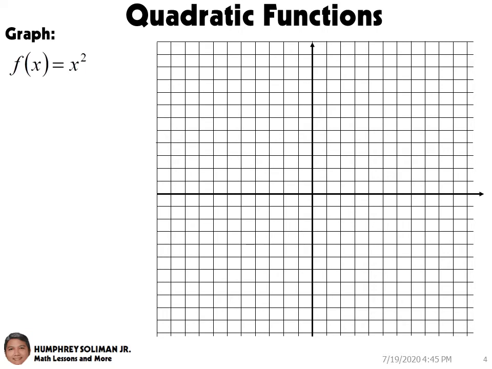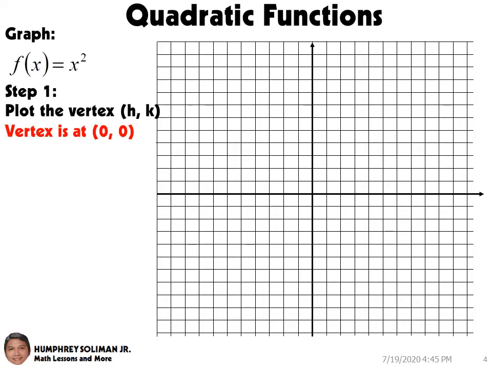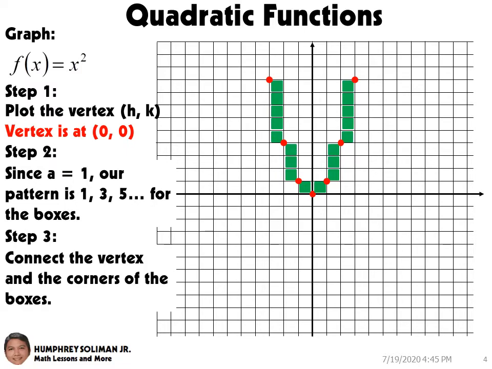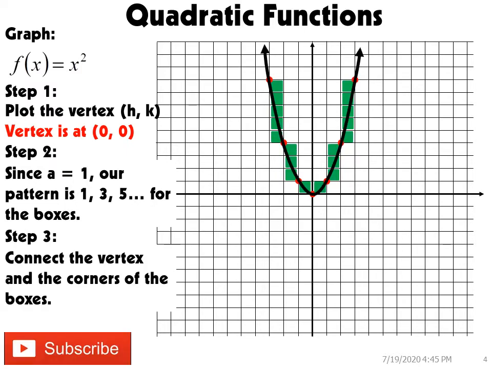To understand this better, we will have an example. In this example, we have f of x is equal to x squared. Step number 1, we need to plot the vertex (h, k). Our vertex is at (0, 0). Step number 2, since a is equal to 1, our pattern is 1, 3, 5 for the number of boxes. Step number 3, connect the vertex and the corners of the boxes. Don't forget to put the arrowheads at the end of your quadratic function.